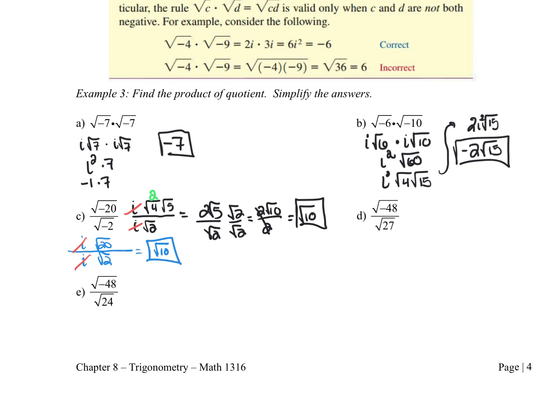Letter D only has one i, so on top, I'm going to pop the i out, and we did this on the previous page, 48 is 16 and 3. On the bottom, 27 is 9 and 3. So my root 3's automatically going to cancel off. On top, the square root of 16 is 4, and then an i over the square root of 3.